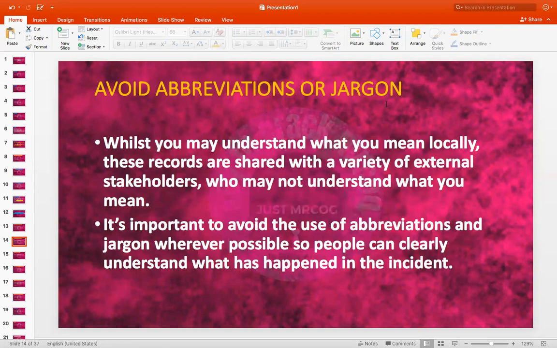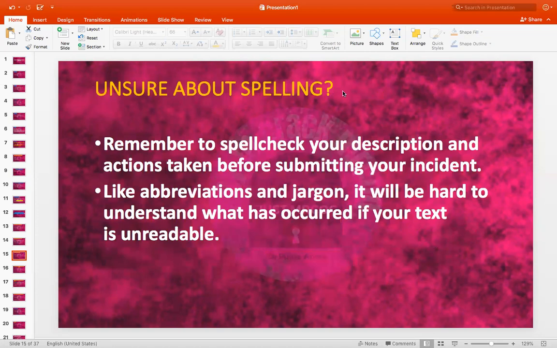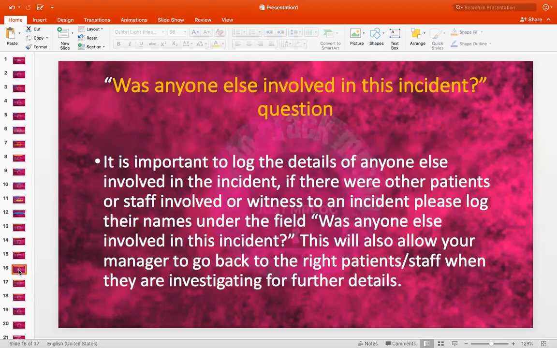Avoid abbreviations or jargon. This is something very important. Third, unsure about spelling. If you are not sure about spelling, please correct it. This is very important because this is for future reference as well.